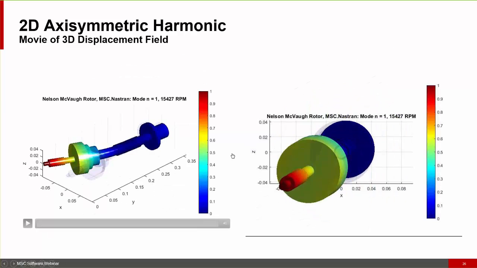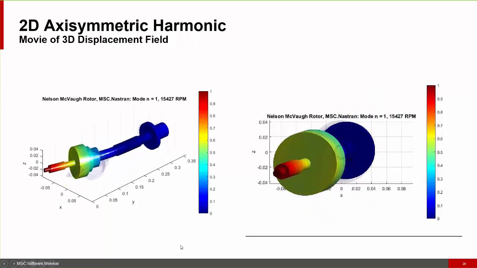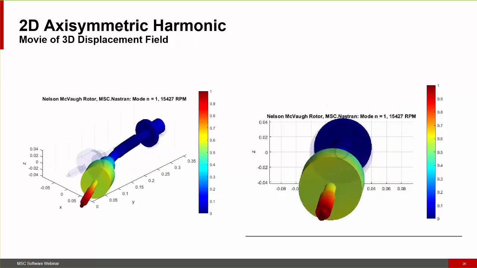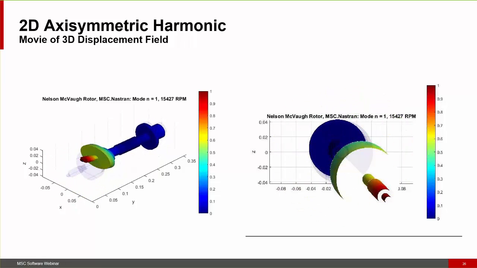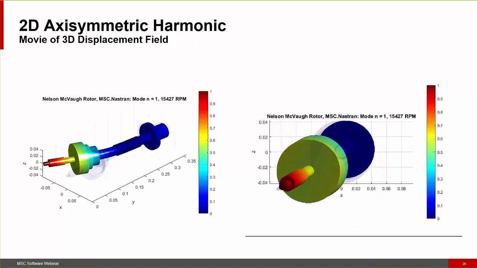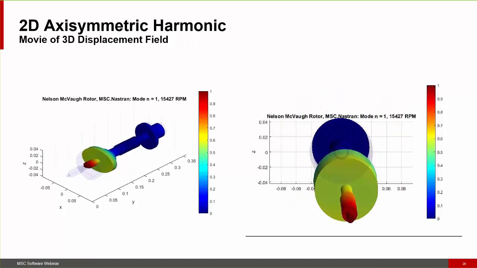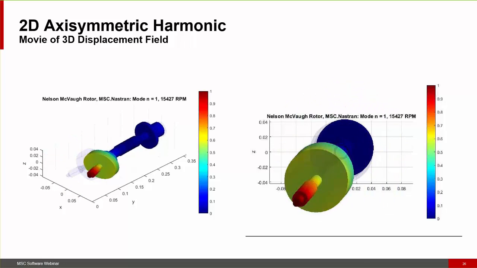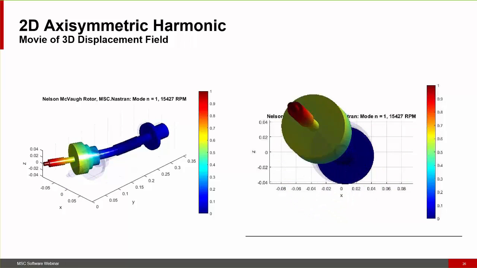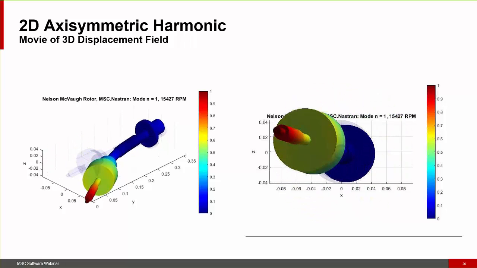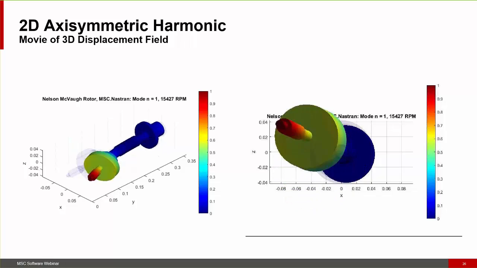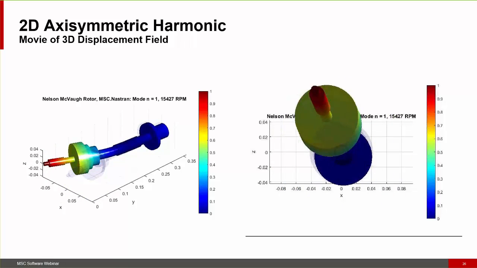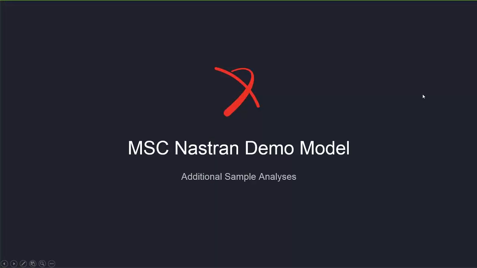Also, just for completeness, let me show you again the full animation of this particular mode from two different points of view. An interesting aspect of the 2D axisymmetric harmonic elements is that they are much lighter, so they have great practical value in that they solve much faster than their 3D counterpart, but also already give you a 3D feel for what you can expect to see when you go to three dimensions.